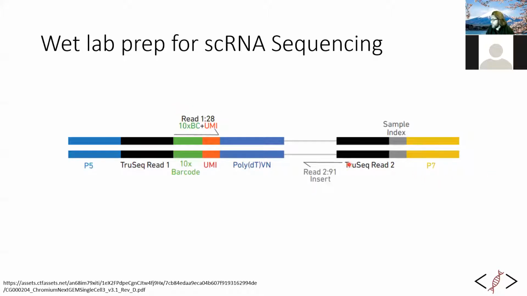When you sequence from the right side, you're going to get the actual sequence of the cDNA from the mRNA that was captured originally. When we're talking about RNA-Seq, this is the actual RNA that we're sequencing here. And this is telling you what cell it originated from and what molecule of RNA it originated from.